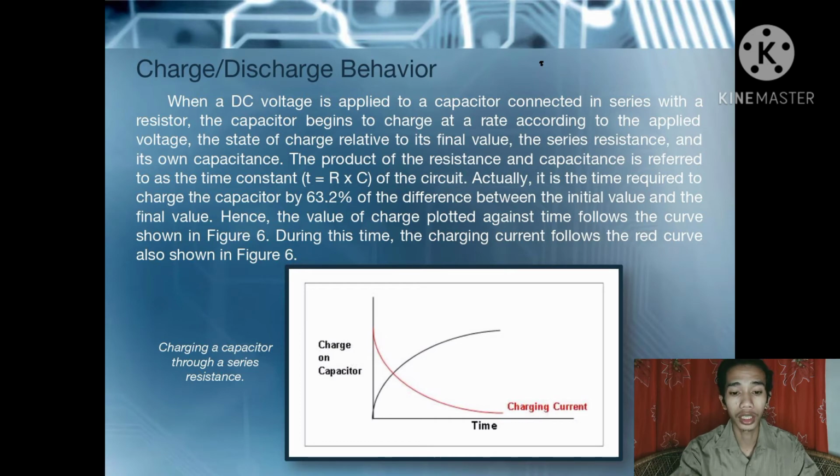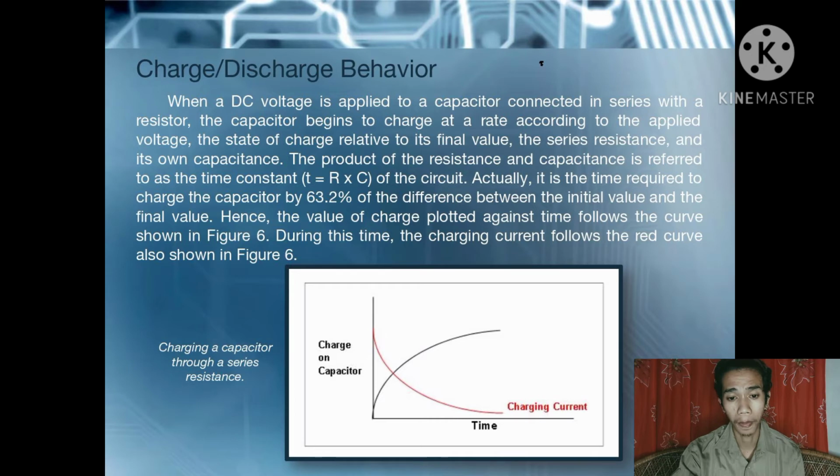The product of the resistance and capacitance is referred to as the time constant. You can find it in the slide. T is equal to R times C, or time constant is equivalent to resistance times capacitance, of the circuit. Actually, it is the time required to charge the capacitor by 63.2% of the difference between the initial value and the final value.